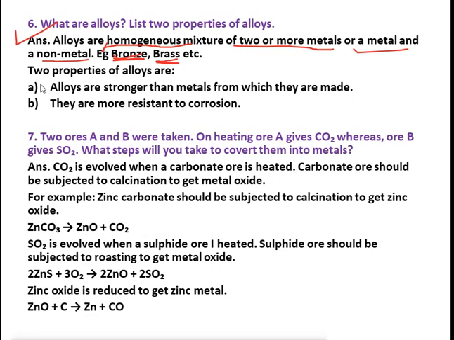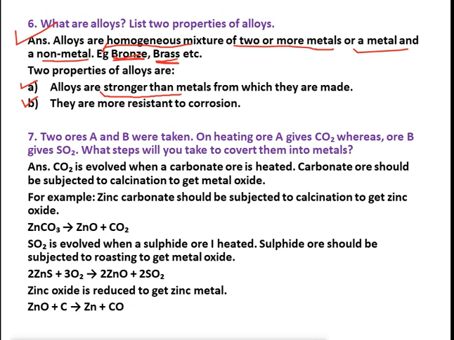Now, what are the two properties of alloys? Alloys have very different properties from the metals from which they are formed. They have very good properties as compared to those metals. Alloys are stronger than the metals from which they are formed. This is the first property. Whichever metals they are formed from, they will be stronger than the metals from which they are made.